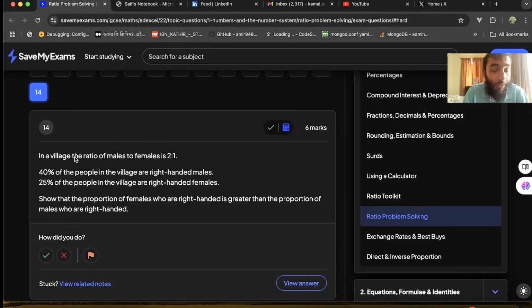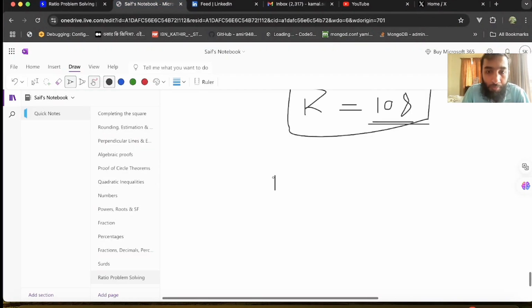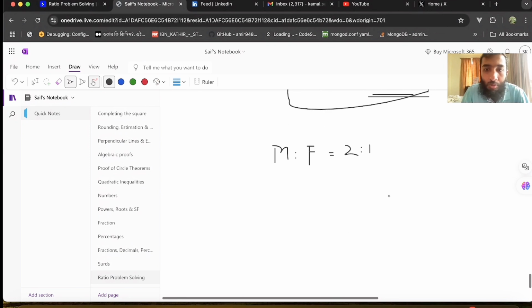So what is the information given? The very first information given is the ratio of males to females. Okay, so the ratio of male to female in a village is 2 to 1 or 2 is to 1. Okay, so the male part is basically 2/3, and if I add 2 and 1 we get 3. So the male part is 2/3 and the female population is 1/3 of the entire population.